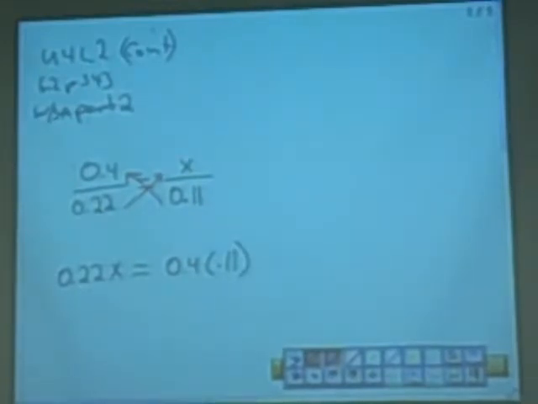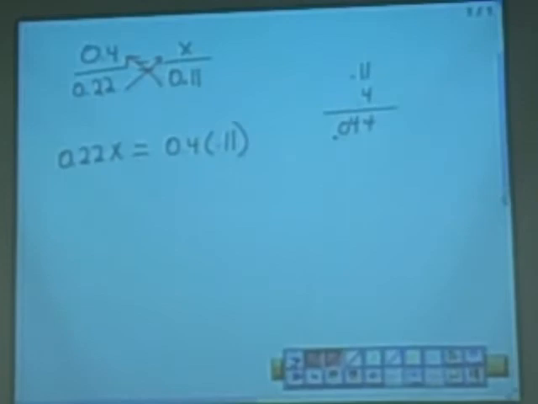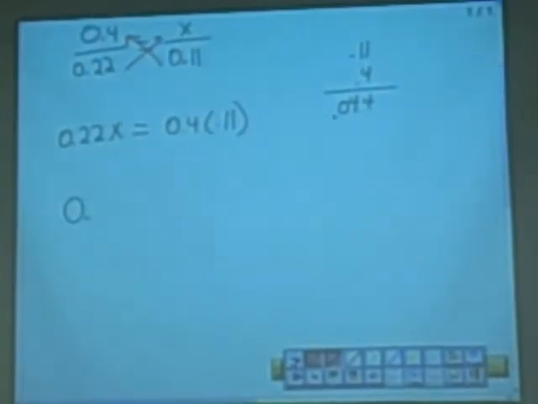All right, and at this point, we're going to get 0.11 times 0.4. Move that decimal over, and we get 44. But where's that decimal point going? How many places are we going to move that? 3, right? So that means we're going to have 0.044. So again, you have to watch for the decimal point when you're multiplying. It looks easy to just put 44 there, but you got to watch it, because there could be a 0 in there. Okay, so we got 0.22x equals 0.044.